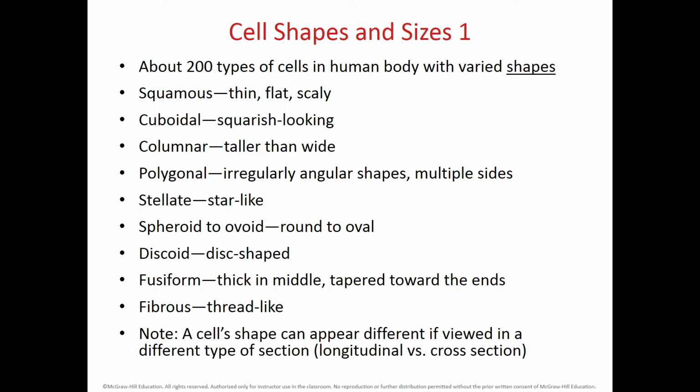If the cells have a disc shape, they will be called discoid. If the cells look like a spindle, where they have a thick portion in the middle and tapered ends, this will be called fusiform cells. And if the cells are elongated, looking like a thread, they will be called fibrous. Now, the shape can appear different when you view the cells in a longitudinal section versus a cross section.